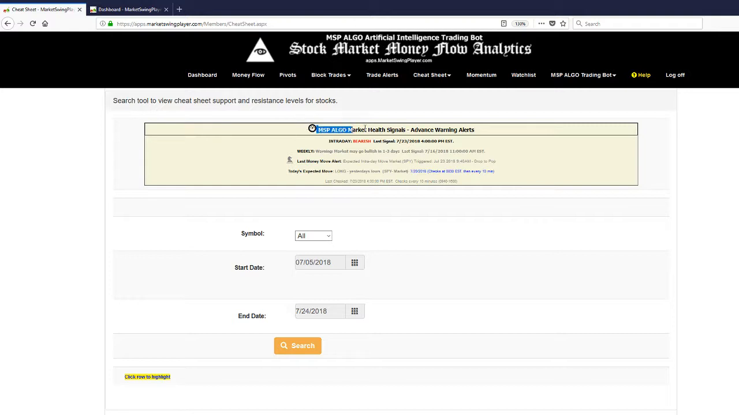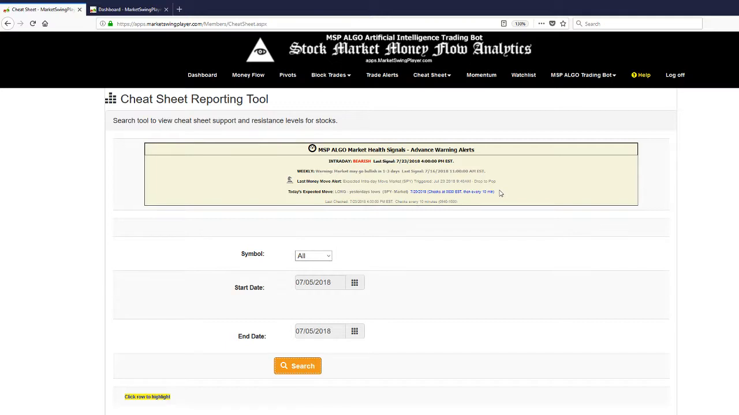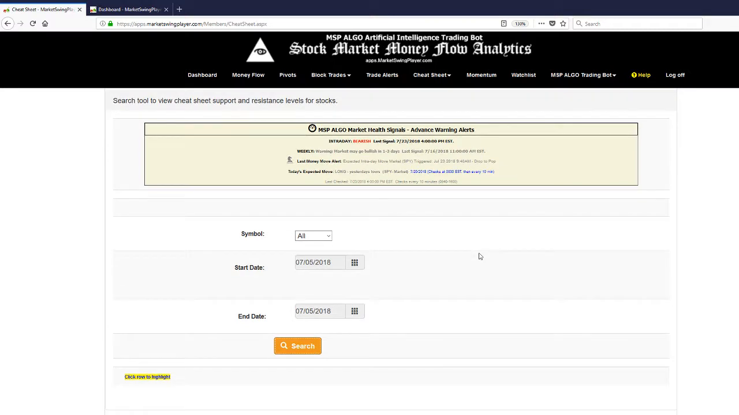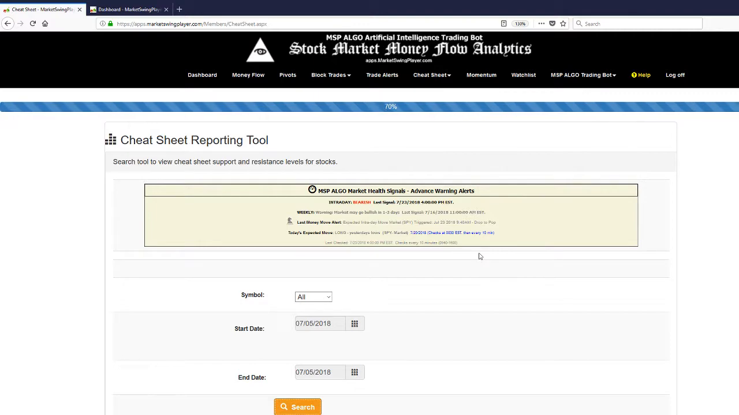As you notice, you have MSP ALGO market health on all the pages. So the trader knows at all times the health of the entire market and what the move is going to be, like drop to pop or whatever. Okay, so let's see. It's still searching here.